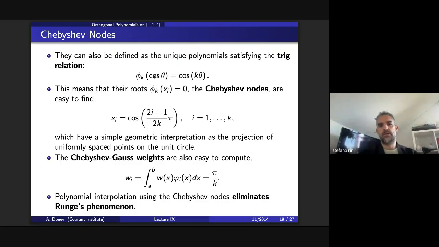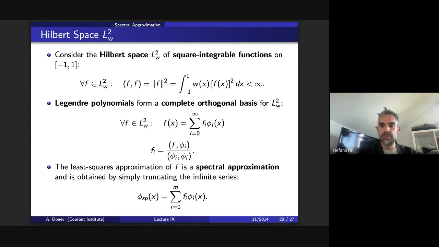So the roots of this are the Chebyshev nodes. So the xi are equal to the cosine of (2i minus 1) divided by 2k multiplied by pi, okay? Which have a simple geometric interpretation, which is the projection of the uniformly spaced points over the unit circle, okay? This gives rise to the Chebyshev-Gauss weights, which are pi over k, okay? So now the omega i's are pi over k. And if you do the interpolation using this, then the Runge phenomenon is less pronounced.